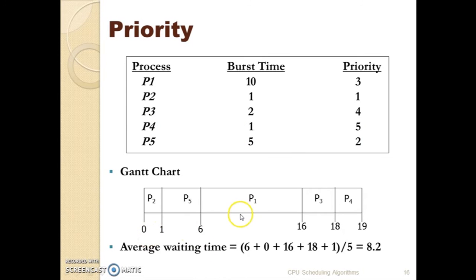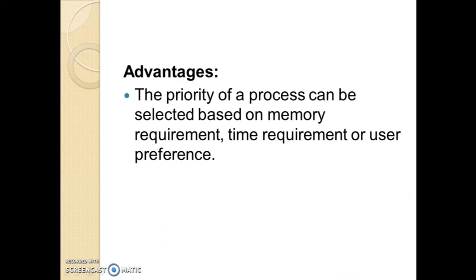Now the wait time, if we go by the order of the processes, P1 got started at 6 seconds, P2 at 0 second, P3 at 16, P4 at 18, and P5 at 1. We have the waiting time, we calculate the average waiting time.